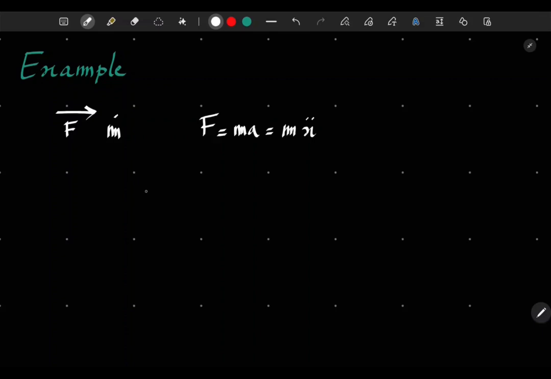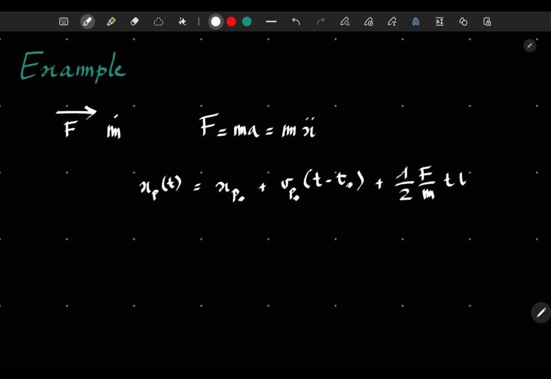You may probably have seen the solution to this problem in undergrad physics, where the position of the particle, which we denote by xp of t, is given by its initial position xp0 plus its initial velocity vp0 multiplied times the elapsed time, t minus the initial time t0, plus 1/2 of the force over mass, which is the acceleration of the particle, multiplied times the square of the elapsed time. And for the velocity, we have that vp as a function of time is given by the initial velocity of the particle plus the acceleration of the particle, so again F over m, times the elapsed time.